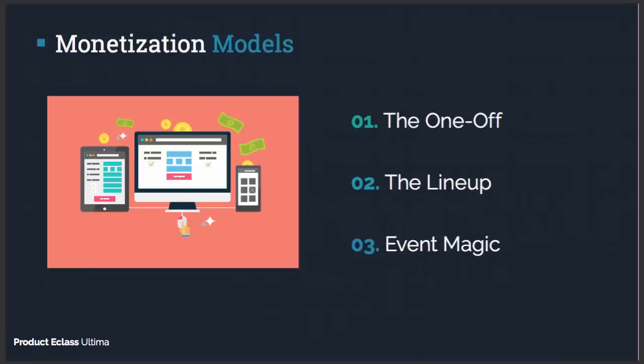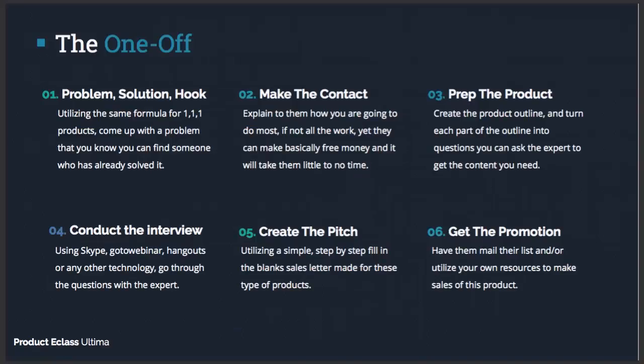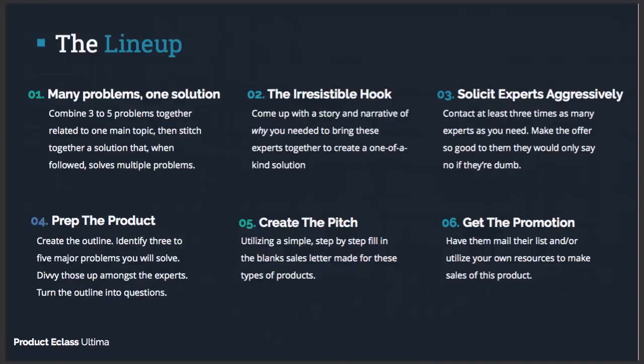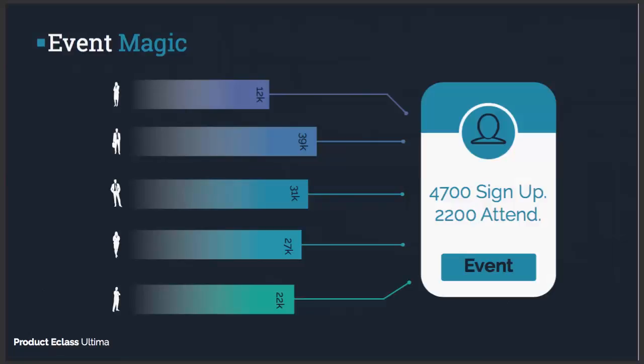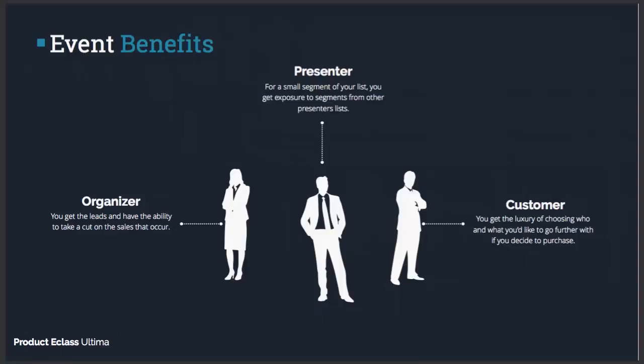Specific models of monetization. There's 3 main ones we focus on: the one-off, the lineup, and the event magic. And then we give step-by-step for each of these. So step-by-step with the one-off, step-by-step with the lineup, and then the event magic. Not only do we go step by step, but we break down some really specific reasons why it's super important for you to do this and how it benefits you, the presenter, and the customer.